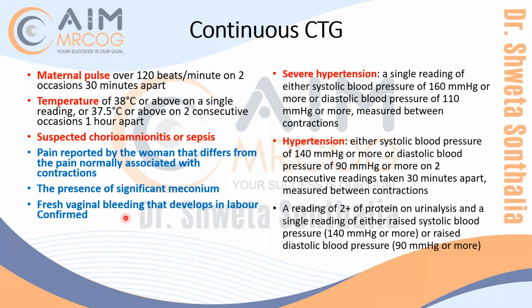So anytime bleeding, excessive pain, always you're worried for abruption. Meconium significant, you are worried for the baby and you want to monitor the baby continuously. So these are few indications of continuous CTG.